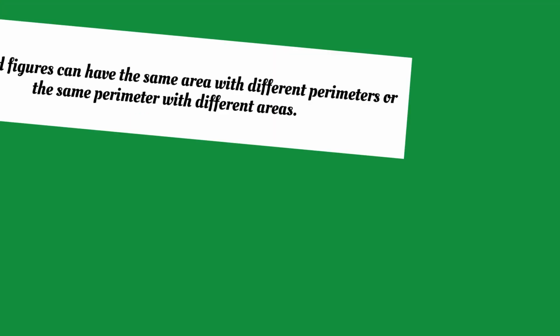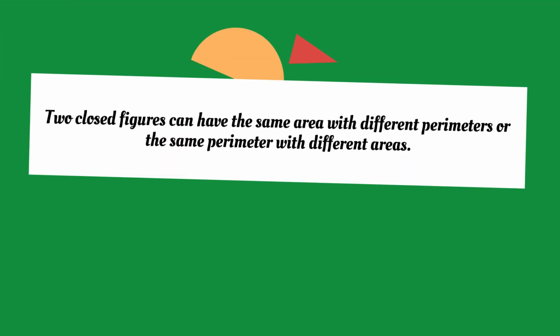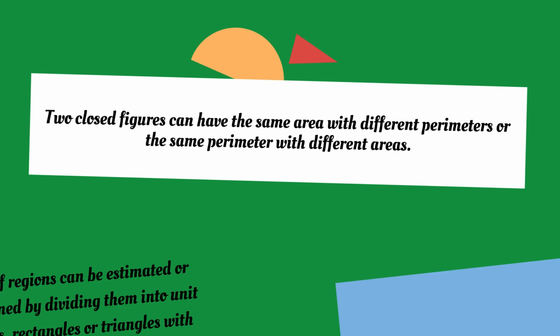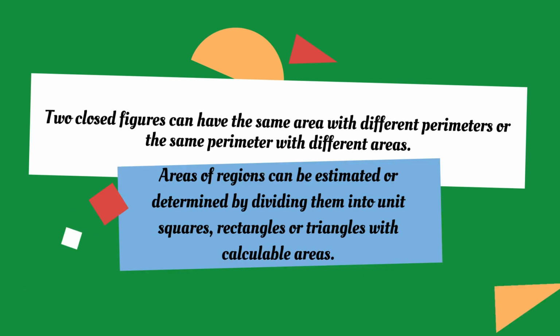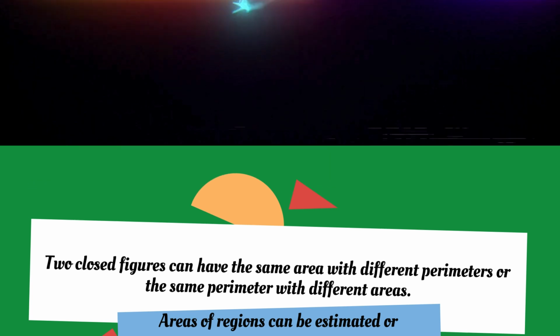Did you know? Two closed figures can have the same area, but different perimeters, or the same perimeter but different areas. To estimate or calculate the area of a region, we can break it into simpler shapes, unit squares, rectangles or triangles, and sum up their calculable areas.